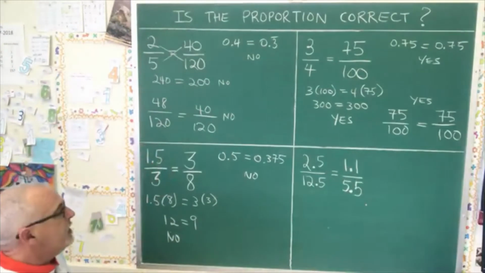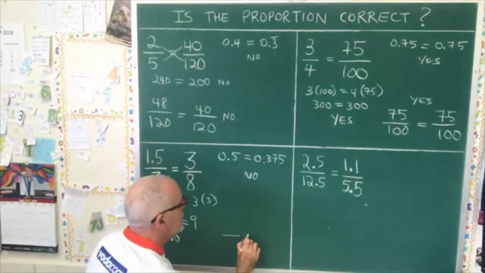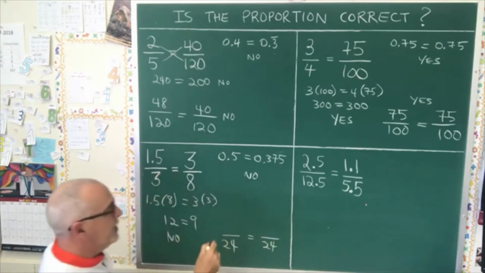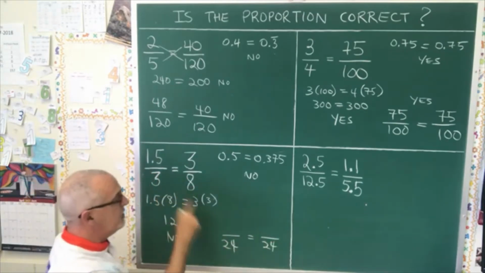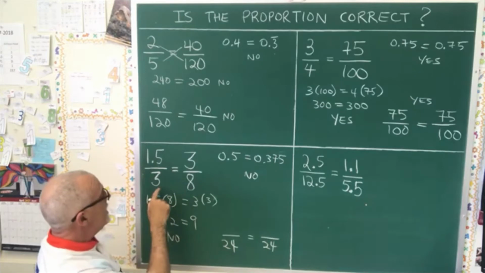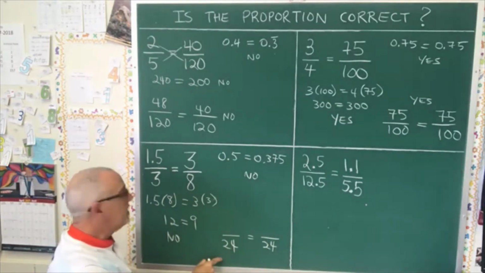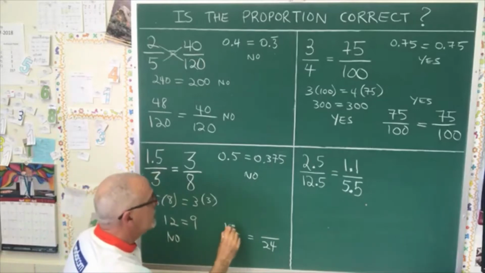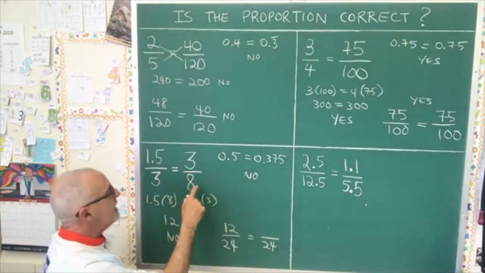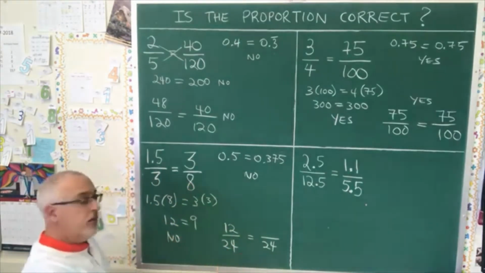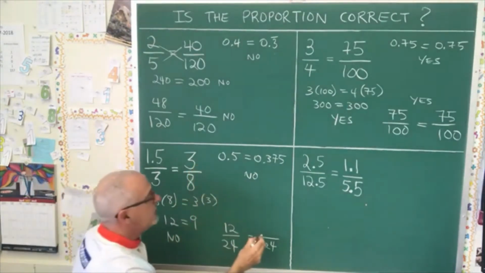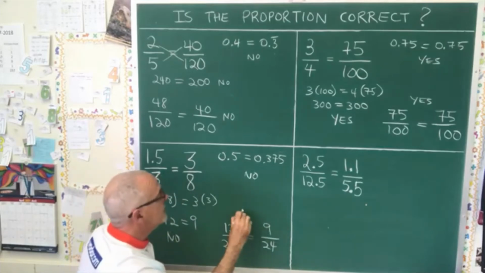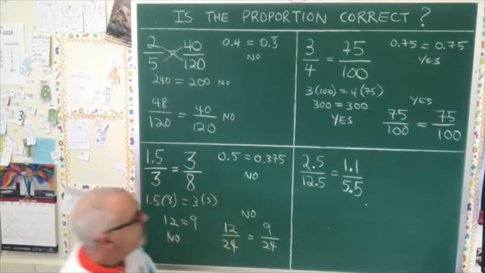Common denominator. The lowest common multiple of 3 and 8 is 24. This time I have to modify both fractions. I have to expand both fractions so they're over 24. How do I get 3 to turn into 24? I multiply it by 8. So the 1.5 has to be multiplied by 8, and I get 12. How do I get the 8 to turn into 24? I multiply it by 3. So this 3 has to also be multiplied by 3, and I get 9. No, the left side is not equal to the right side. The proportion is not correct.